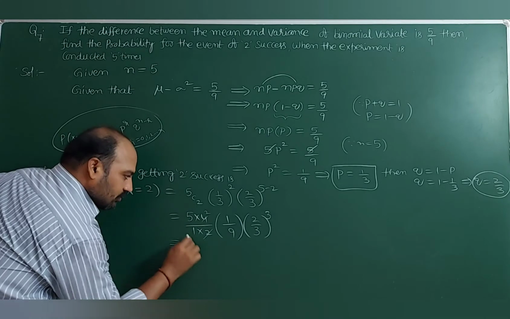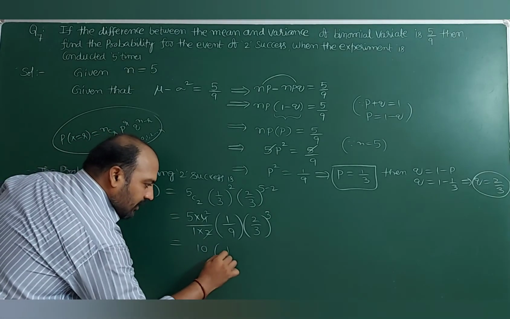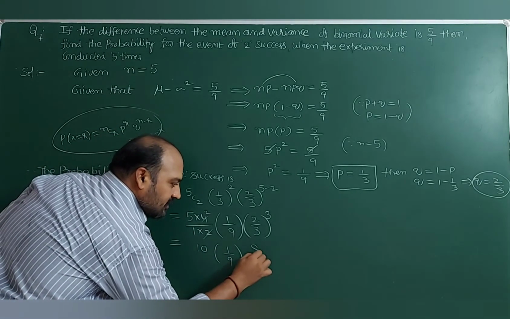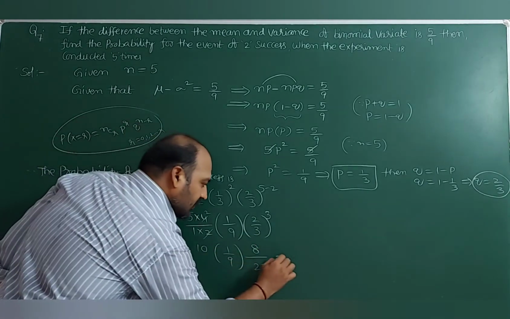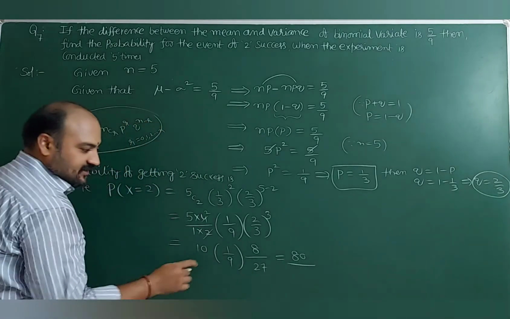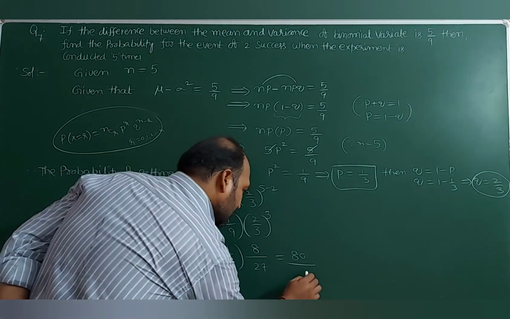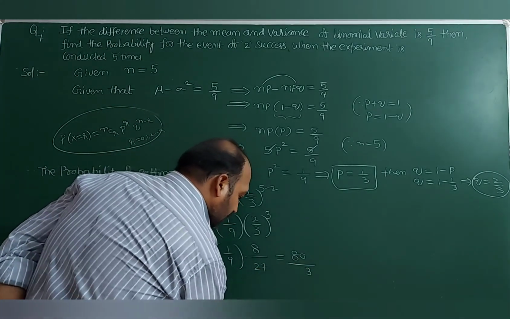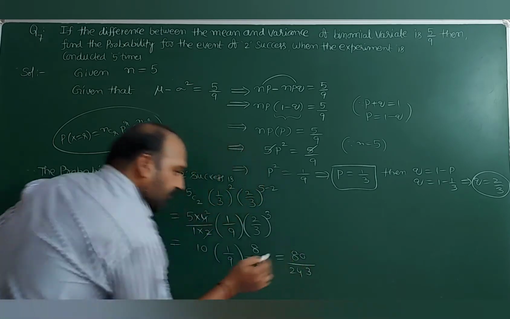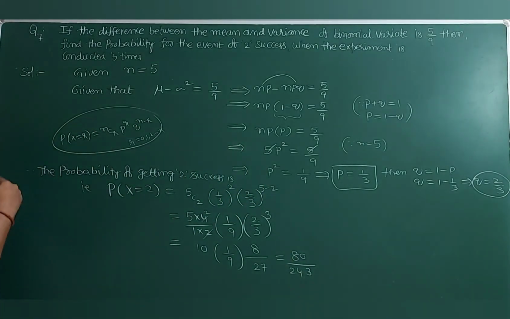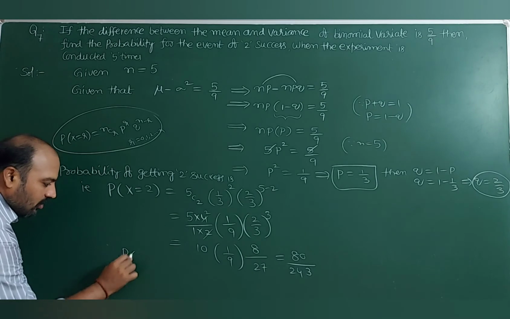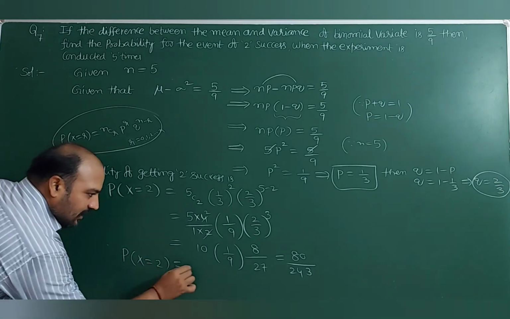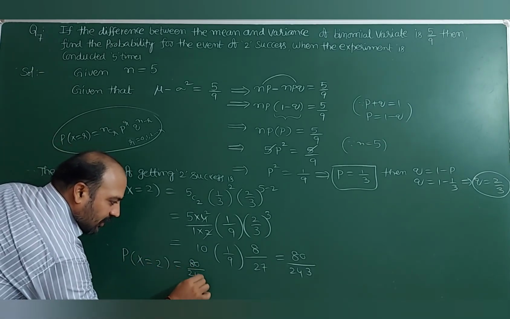So 5 2s are 10. 10 into 1 by 9. 2 power 3 is 8 divided by 3 power 3 is 27. 8 into 10, 80 divided by 27 into 9. 9 7s are 63. So it will become 243. 9 2s are 18 plus 6, 24. So therefore, P of X equal to 2 is equal to 80 by 243.